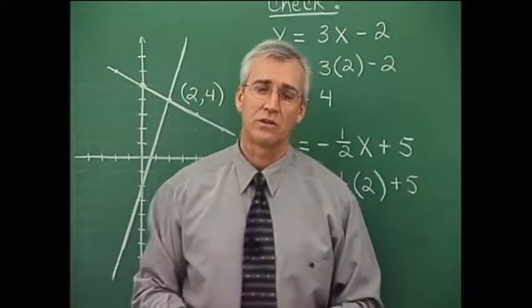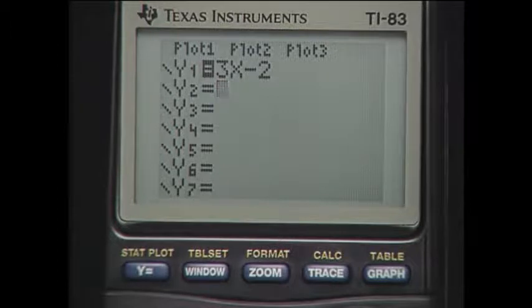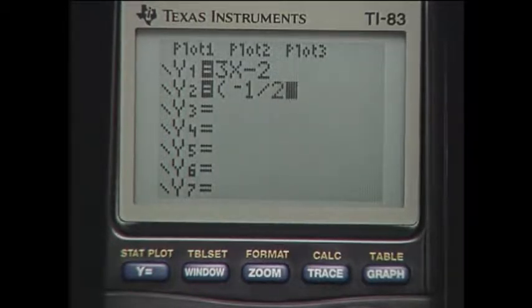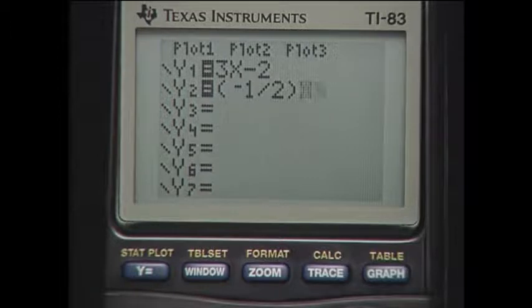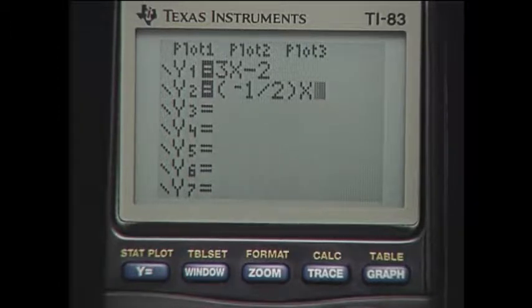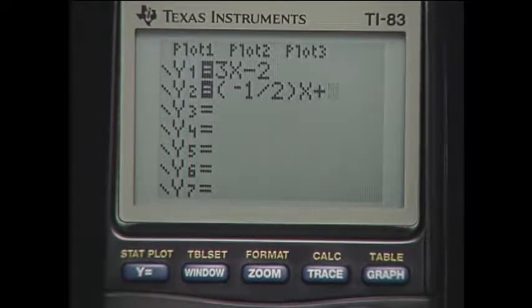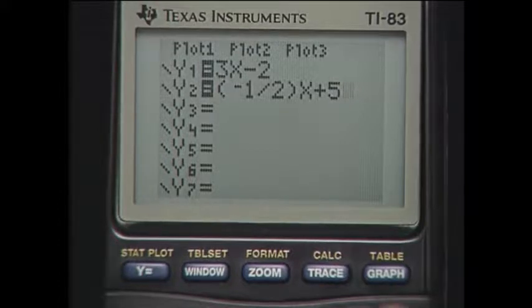Let's look at the situation on the graphing calculator. The first equation has already been entered, and I want to show the second one because we have to be a little cautious about entering the coefficient of x. The coefficient is -1/2, and I'll open a parenthesis here and enter -1 divided by 2, close parenthesis, and then the x, to make sure that on some calculators the x doesn't turn out to be in the denominator of that fraction. Now we tack on the +5 and we're ready to graph.